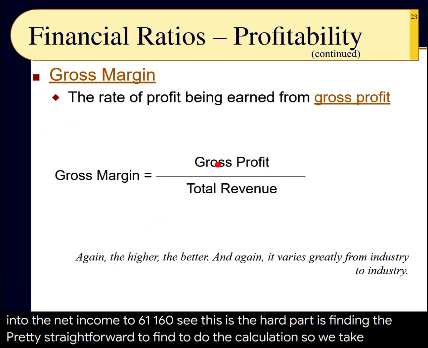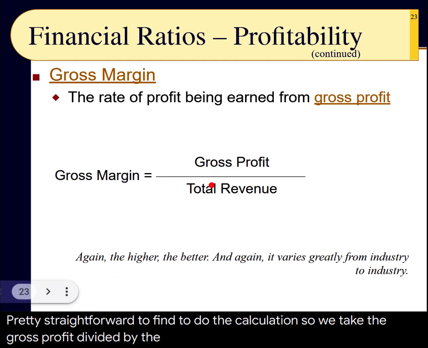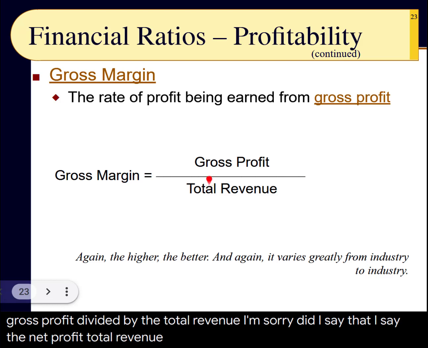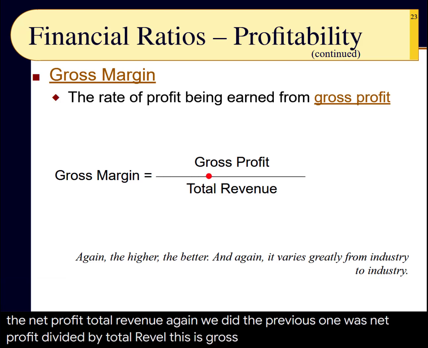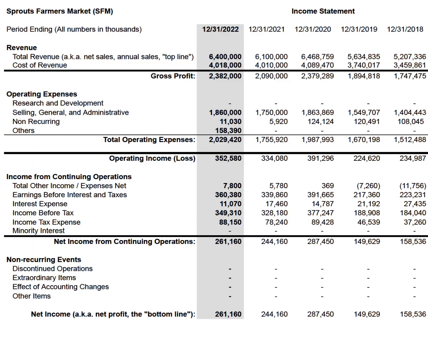So we take the gross profit divided by the total revenue. I'm sorry, did I say the net profit? Total revenue. Again, the previous one was net profit divided by total revenue. This is gross profit divided by total revenue. And let's go back and get that total revenue, because I told you I make a lot of mistakes. 6,400,000. And let's get back to the presentation.